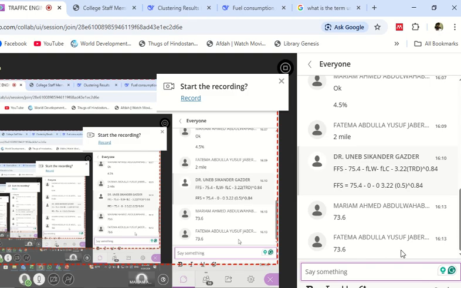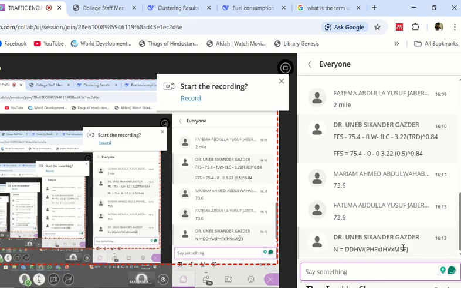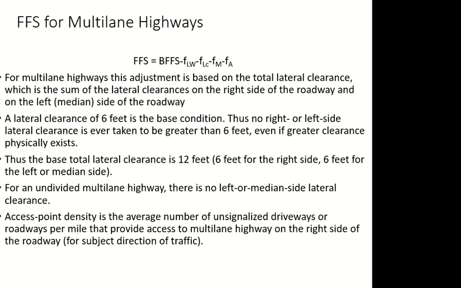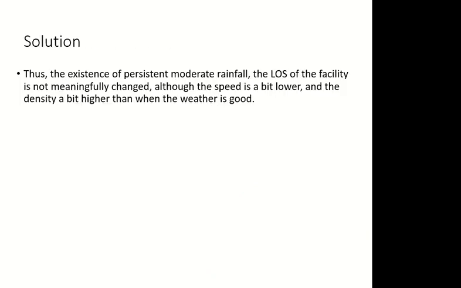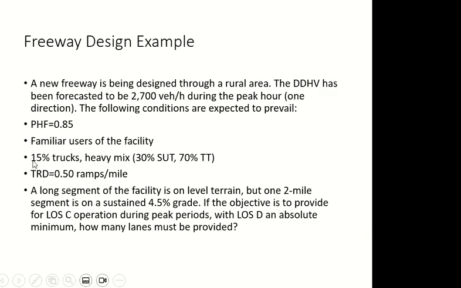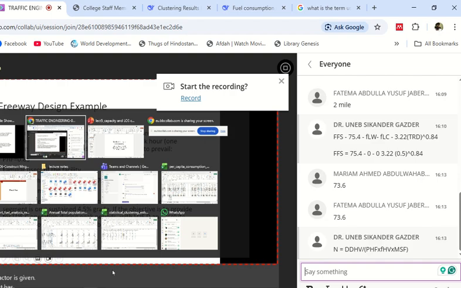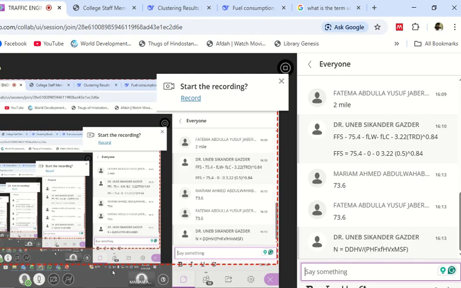So this is free flow speed. You should always start from here. Now for the number of lanes, the equation is this: peak hour factor, FHV, MSF. Peak hour factor is given. Let's calculate FHV.